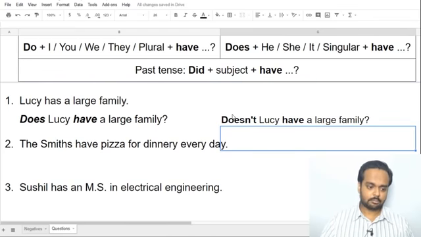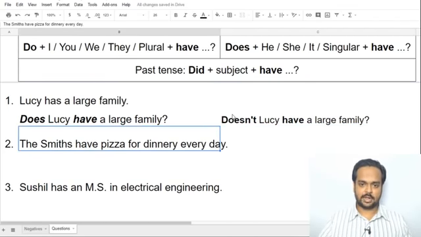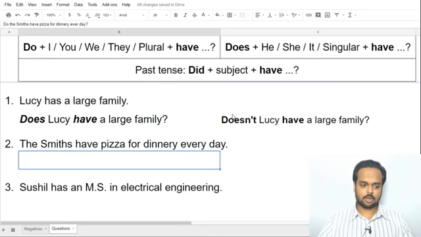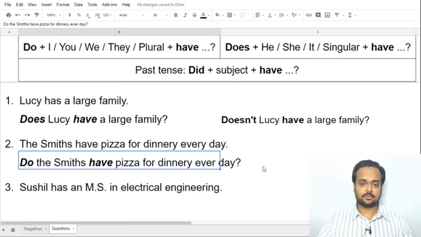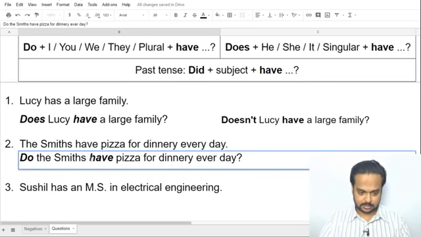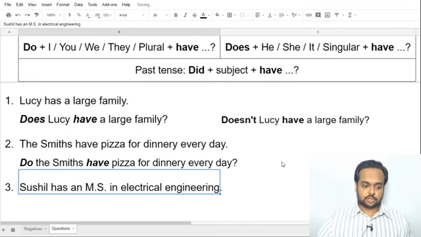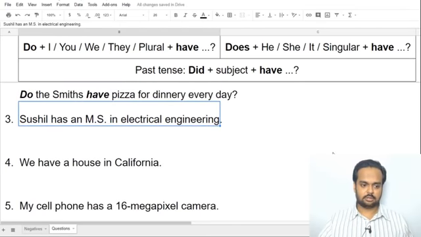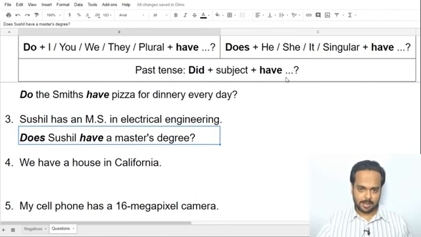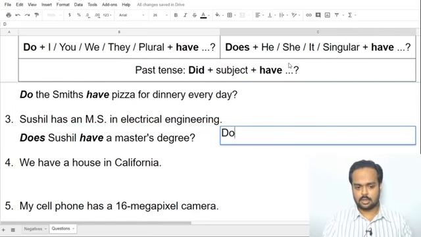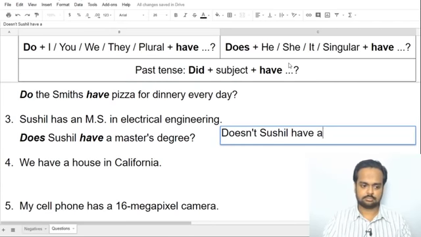That's a negative question. The Smiths have pizza for dinner every day. How do you make a question? Do the Smiths have pizza for dinner every day? Sushil has an MS in electrical engineering. Does Sushil have a master's degree? To me, that seemed like a more natural question, but you could also say, does Sushil have an MS in electrical engineering? Or doesn't Sushil have a master's degree?